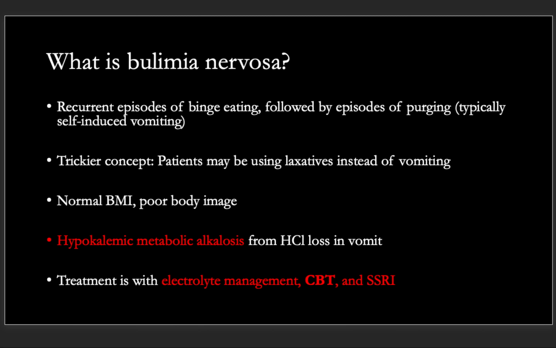So in summary, bulimia requires a BMI over 18. You're going to have hypokalemic metabolic alkalosis, and you're going to have increased potassium loss in the urine. Treatment is with electrolyte management and SSRI.